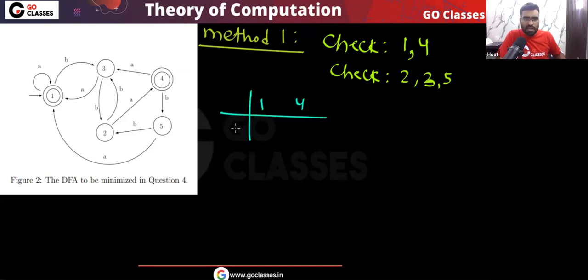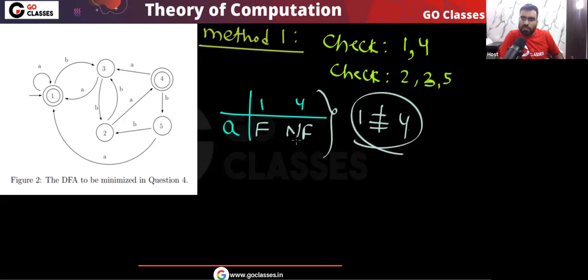States 1 and 4 are final states. You can easily see that by string A they are distinguishable: 1 on A goes to a final state, 4 on A goes to a non-final state. So can I say that 1 is not equivalent to 4? We cannot merge 1, 4. Now you tell me about 2, 3, 5. What about 3, 5?